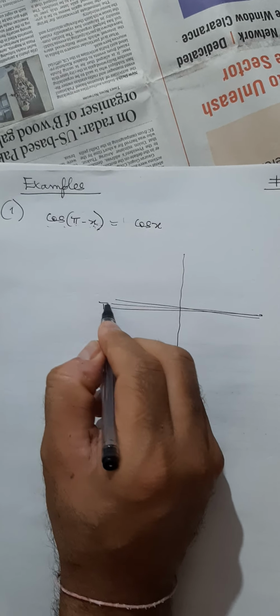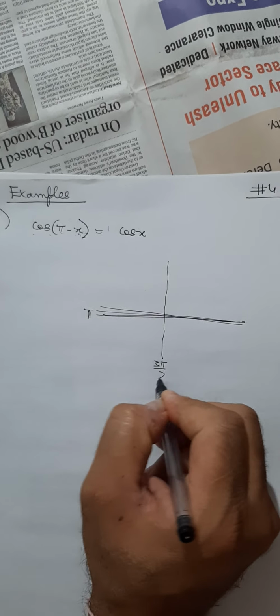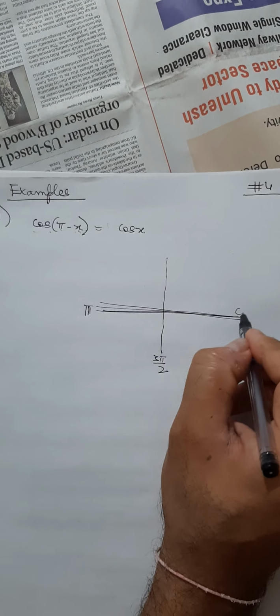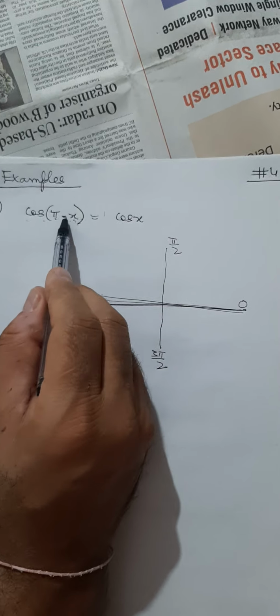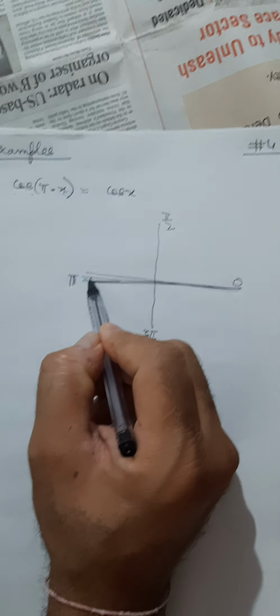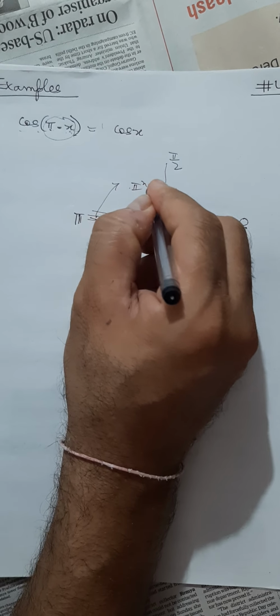Pi is somewhere here, you know. This is 3 pi by 2, this is pi, this is 0, this is pi by 2. Now pi minus something, minus means you will go back. So this angle will be in which quadrant? Second quadrant, you know this is the second quadrant.